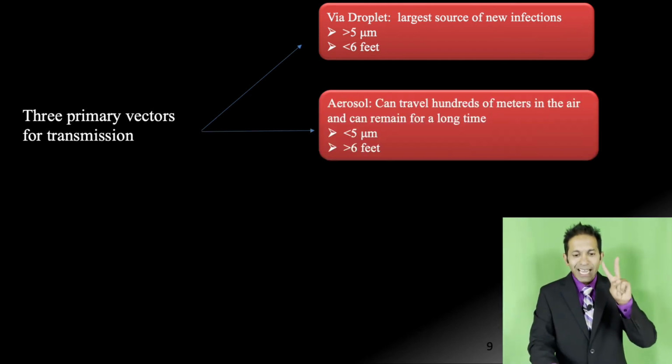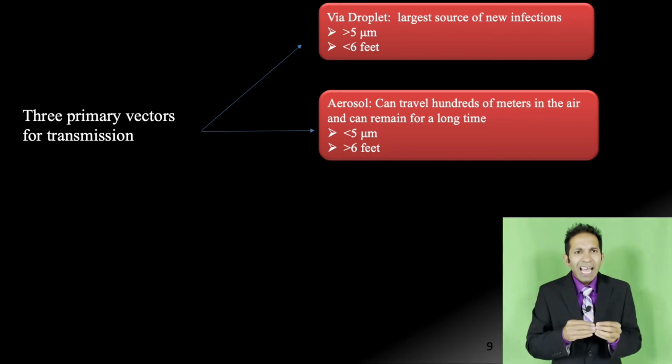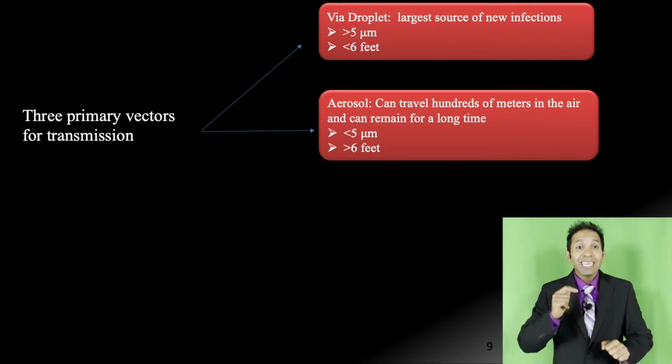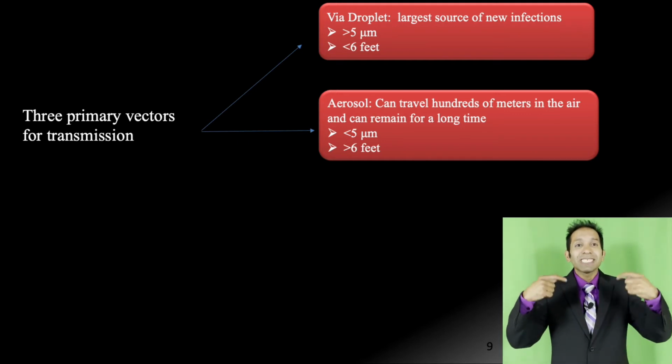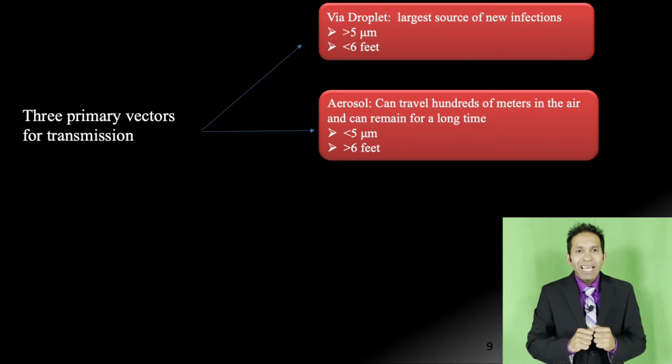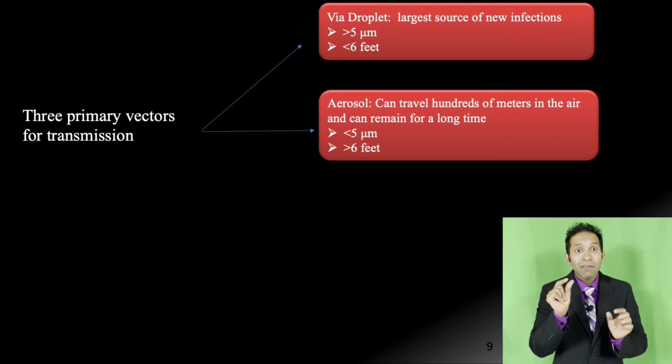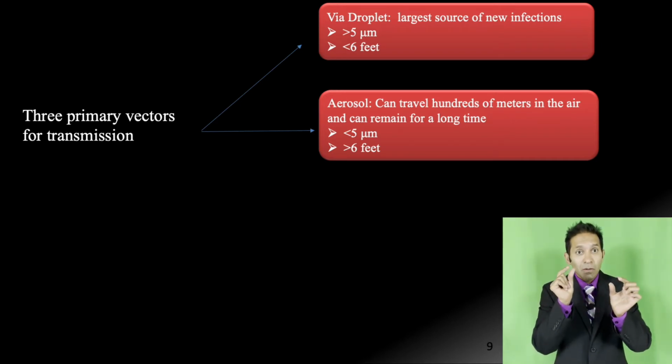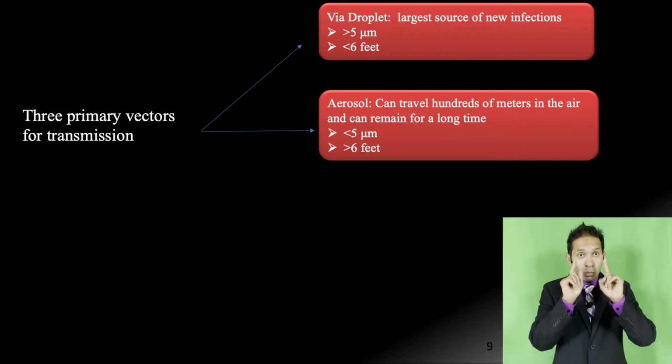The second is aerosol. What are aerosols? Aerosols are less than 5 micron. They can travel even beyond 6 feet, okay? And they do have a significant number of viral particles, okay? So we'll talk about aerosol in detail. I have one question, okay?